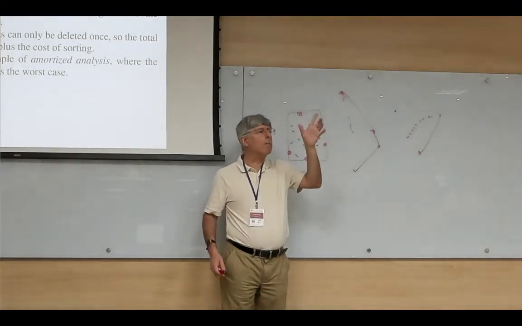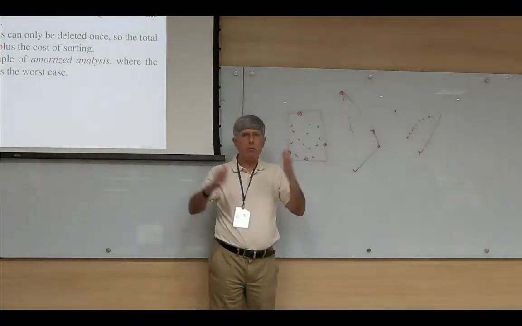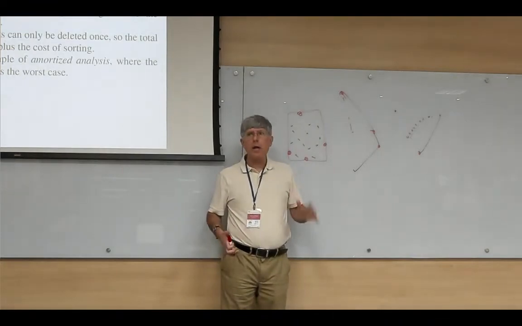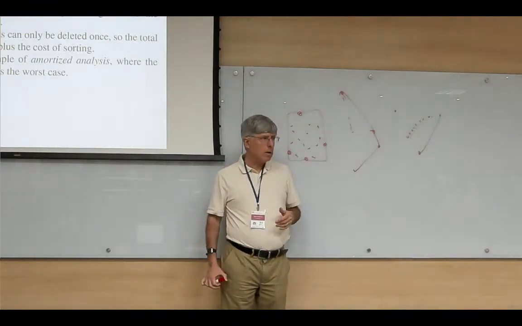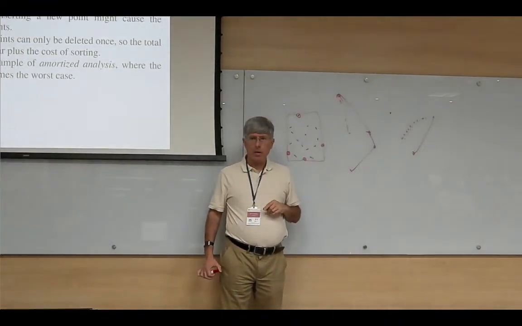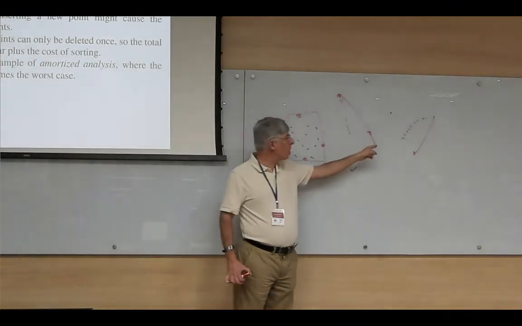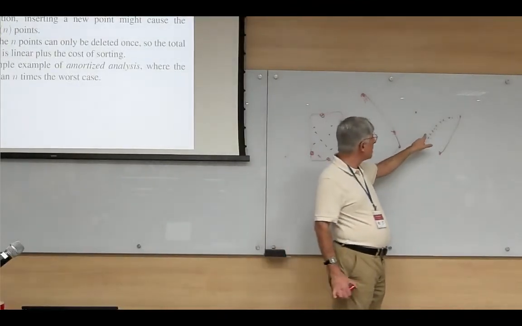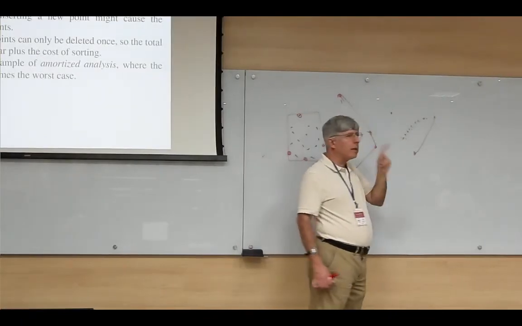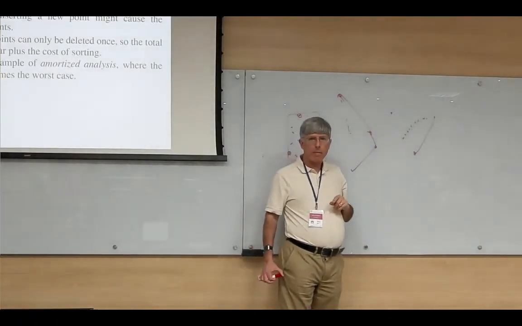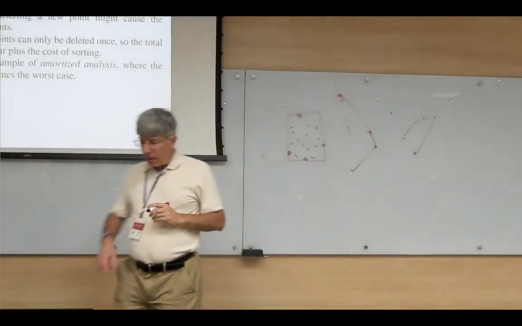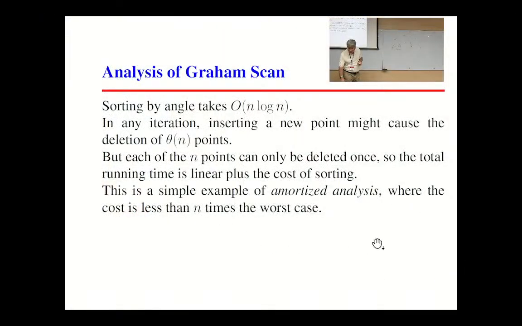Remember, big O is an upper bound. So if I say Graham scan is big O of n squared, I'm saying something that's true, but not interesting. Because in fact, this part of it only takes linear total time, because every point can only be deleted once.